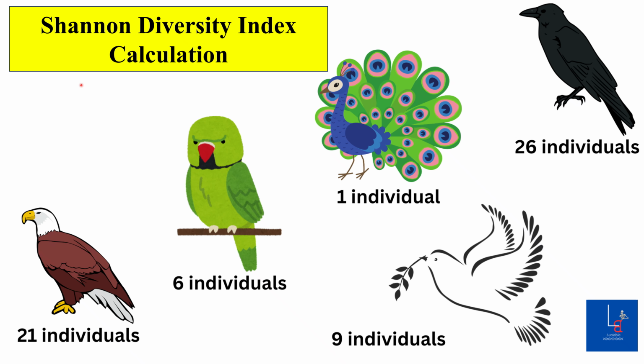Today we are going to learn how to calculate Shannon Diversity Index. Suppose you went to a park and you saw 21 individuals of vultures, 6 individuals of parrots, 1 individual of peacock, 26 individuals of crows and 9 individuals of dove. So how do we calculate Shannon Diversity Index with this data?